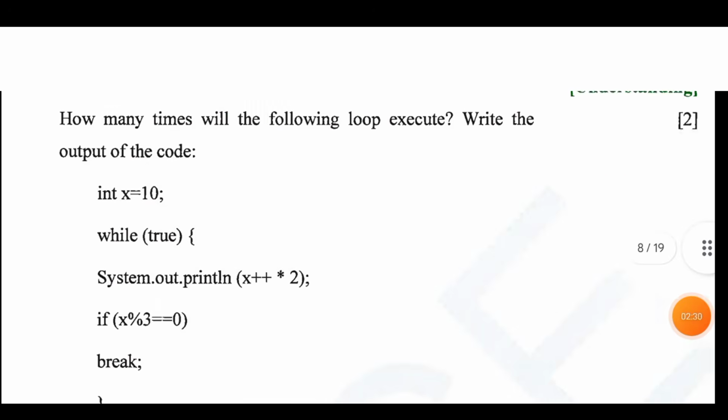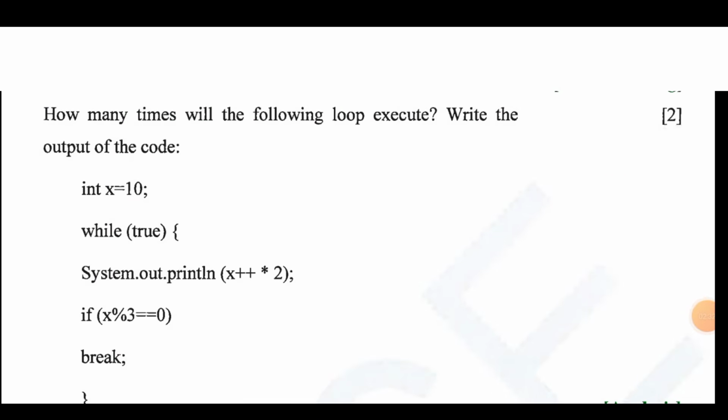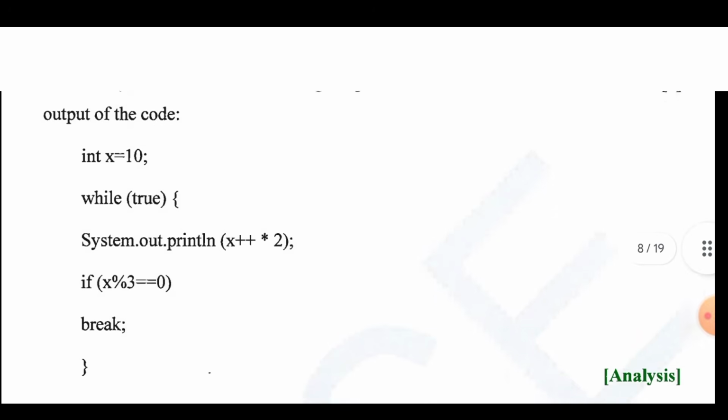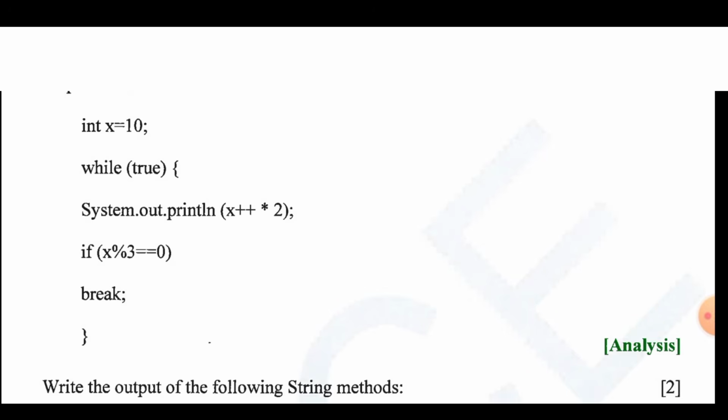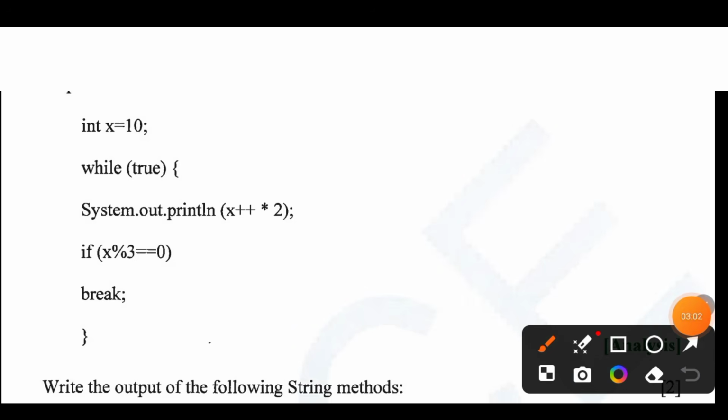Next question: how many times will the loop be executed, and write the output also. Let us see this question carefully. The integer x is 10, while true. Remember, while true means this loop is not going to stop until a specific condition or a break statement is used. So it is going to execute System.out.println(x++ * 2). The current value of x is 10, so 10 into 2 is going to be 20.